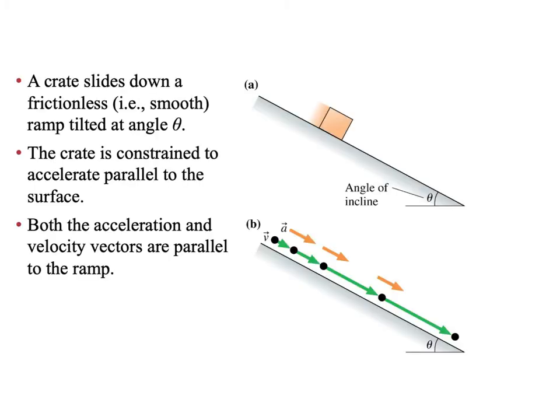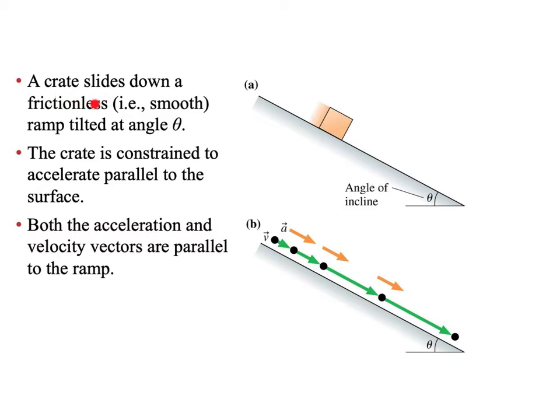Today we're going to look at a special case of motion along a ramp, which is sort of a mix between one and two-dimensional motion. So it's a nice little segue to the next thing we're going to do, which is motion in two dimensions for real. Consider here a crate sliding down a smooth ramp at an angle theta.